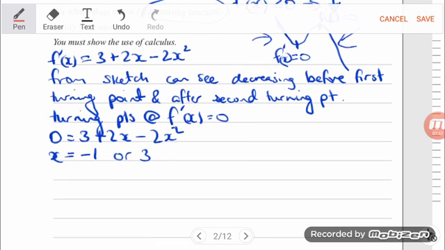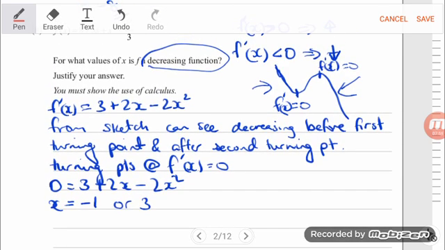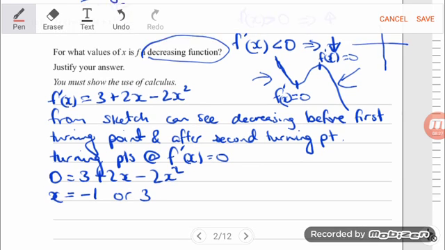So now this is at the turning points. If we look at the sketch here, the negative number comes first, right? When we do any normal graph, our negative numbers are over here and our positive numbers are over here. So the negative number must come first. The first turning point is at negative 1. The second turning point is at 3.